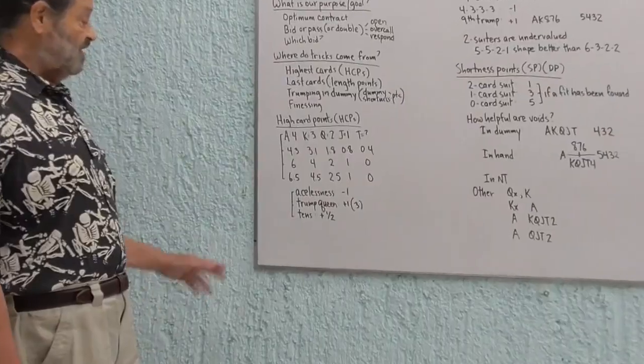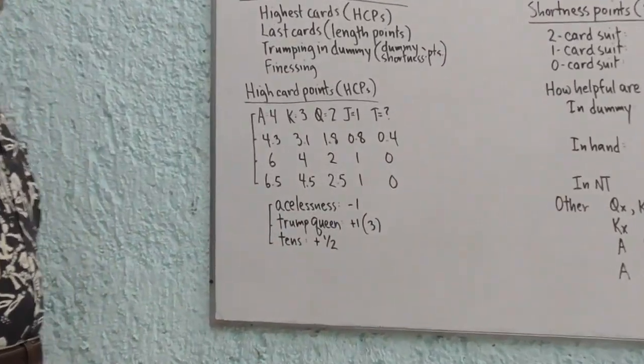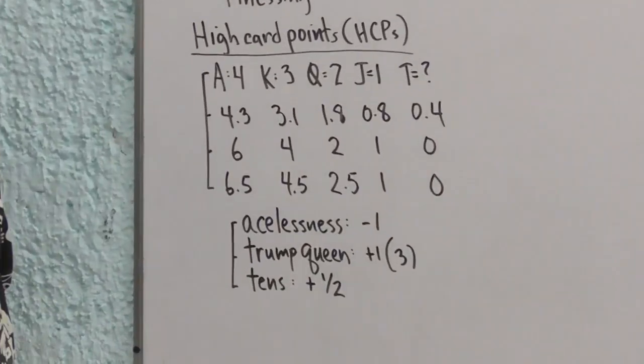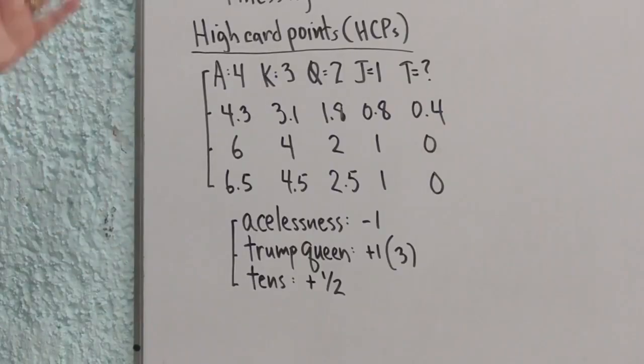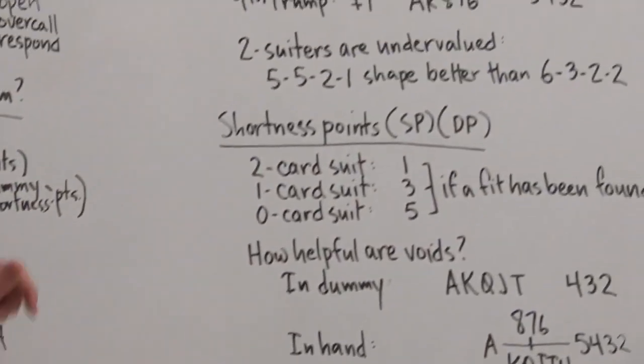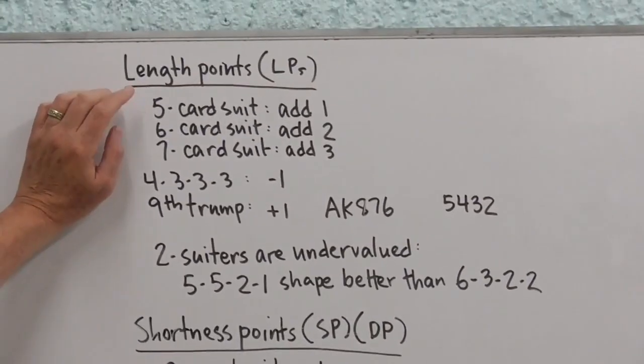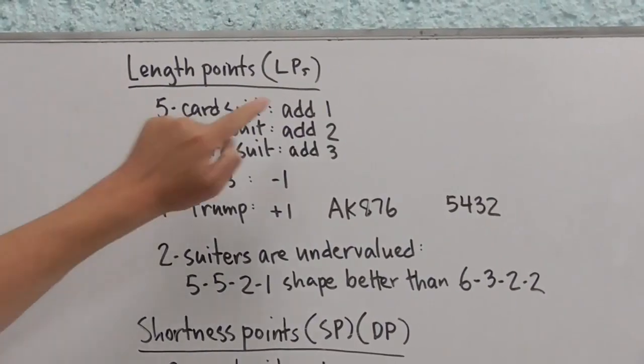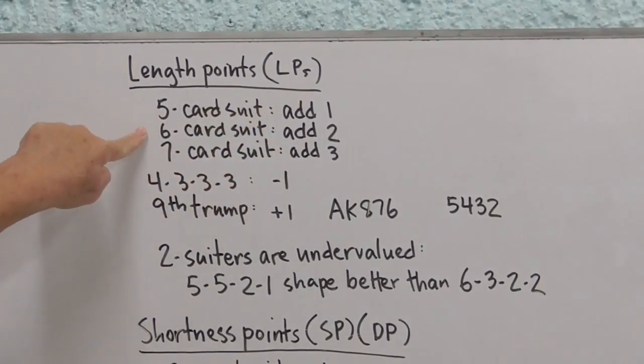And finally, we should probably give ourselves a half a point for tens. If your hand is rich in tens, it's a better hand than one that isn't. Okay, so that's hard card points. Now let's look at length points. We give ourselves an extra point for the fifth card in a suit. We'll add one for that. If we have a 6-card suit, we'll add 2. And if we have a 7-card suit, we'll add 3.